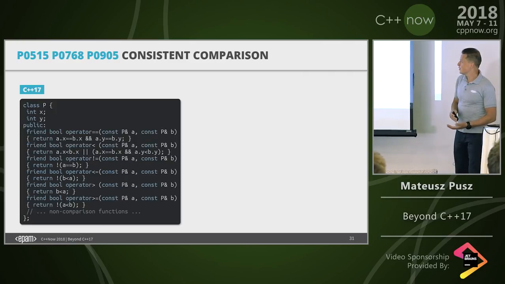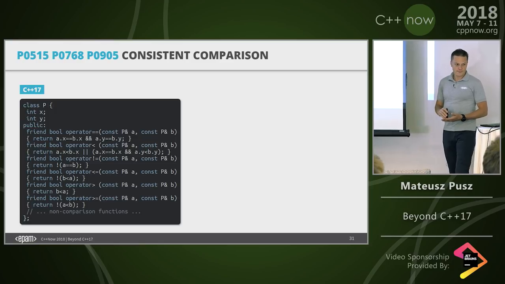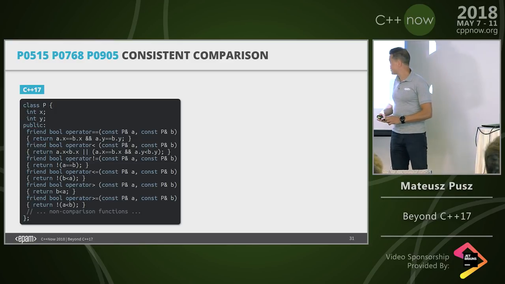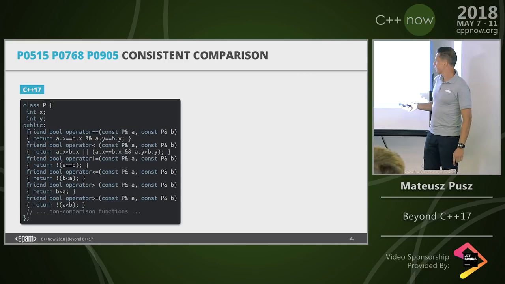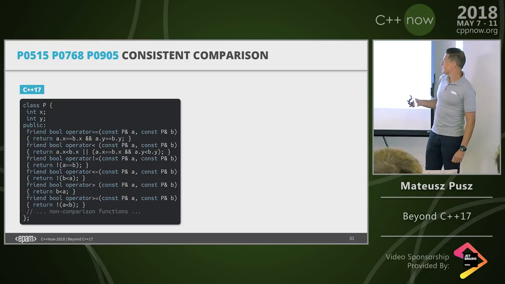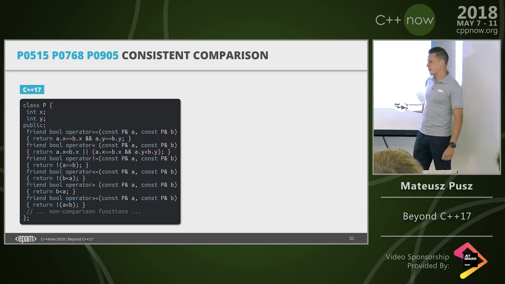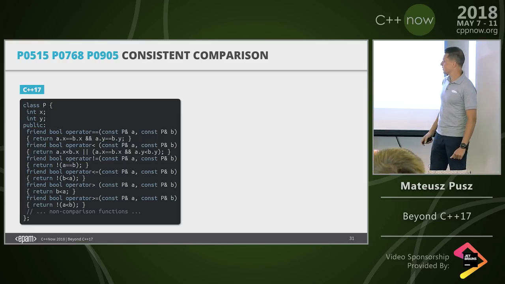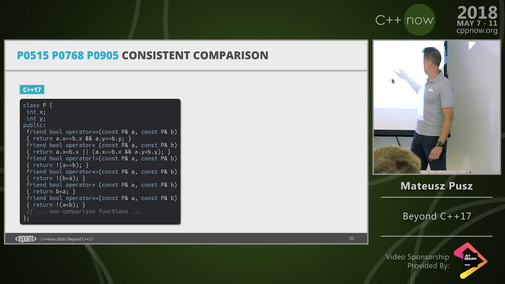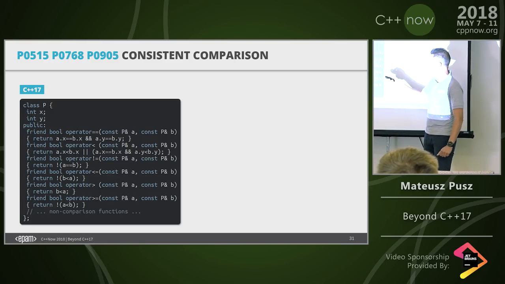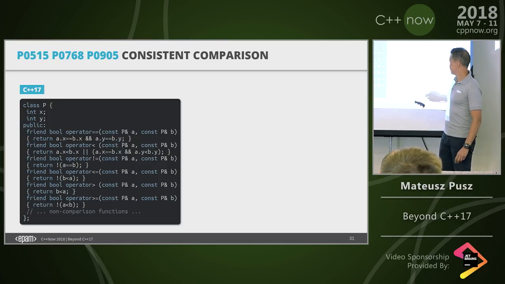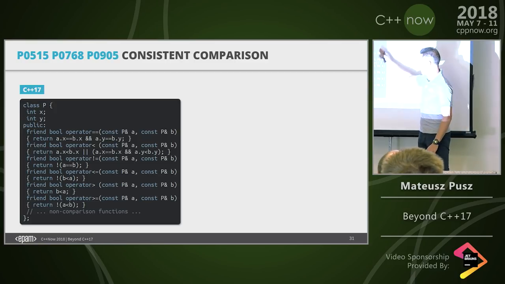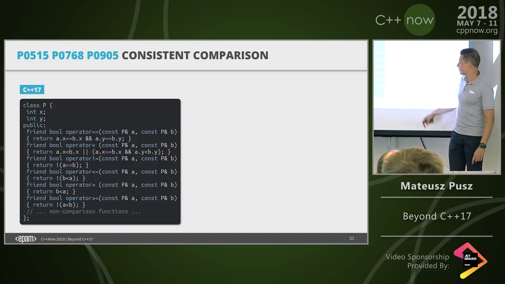Okay, so the next big feature is consistent comparison. This is one of the biggest features, I think, that will affect all of us. And probably we'll see, I don't know if C++20 will support this in the library, or it will be done in C++23, but for sure it will make a lot of things easier. In C++17, if you want to create a class, let's say P with two members, and you want to do anything with it, even just compare this class, you have to provide the set of all these operations. Operator equals, less, not equal, and all others.